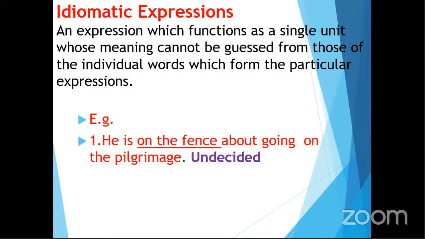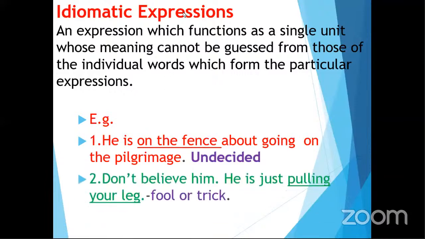You are not going to look at the word meanings, because the meaning is different from the word-to-word meaning. On the fence. Not that somebody is on the fence, but that he has not decided, undecided. Look at the second example. You don't believe him. He's just pulling your leg. What does it mean if you use pulling your leg? Pulling your leg means you fool or trick somebody.